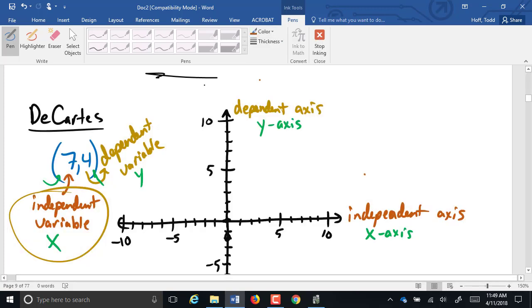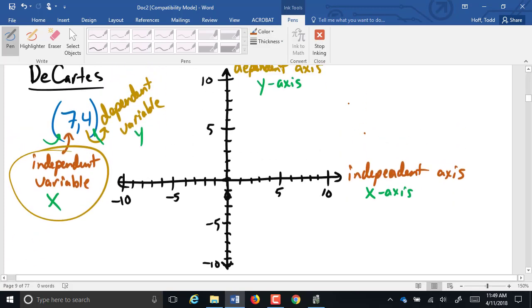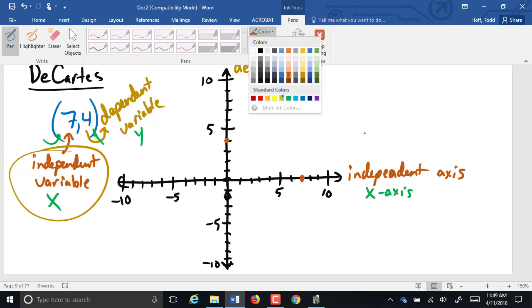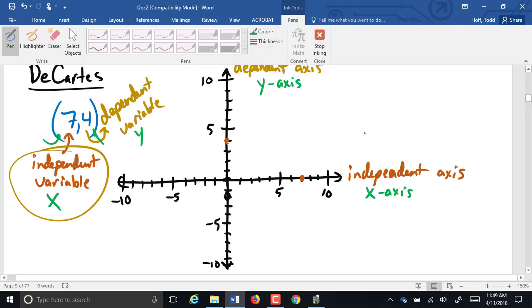To represent that value, there we go, 7, 4. 7 is represented on the x-axis. That would be right here on the independent axis. 4 is represented on the dependent axis. That would be right here, positive 4. Well, to represent the pair 7, 4 and the relationship between them, we project those out and up and get a single dot in that graph. That is the point 7, 4.